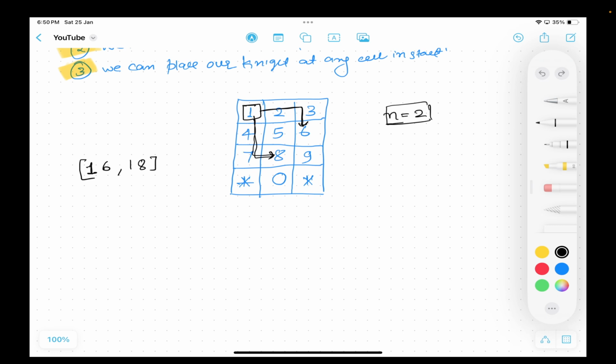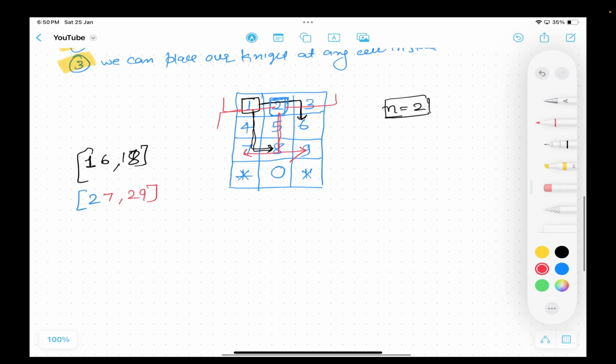Now 16 and 18. Now with 2, I am starting with 2, so the first number will be 2. From 2, where can we go? From 2 we cannot go here. Either I can go to 9 or I can go to 7. We cannot go here either. We can only cover 7 and 9. So with 2 also we have 2 possibilities.